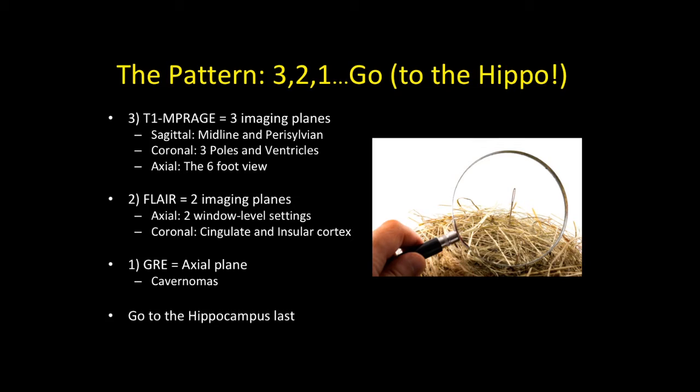And then last but not least, we'll go to the hippocampus. Just like when you read a chest x-ray, you look at the bones, the mediastinum, the upper abdomen, and you look at the lungs last. In seizure search pattern, look at the hippocampus last.